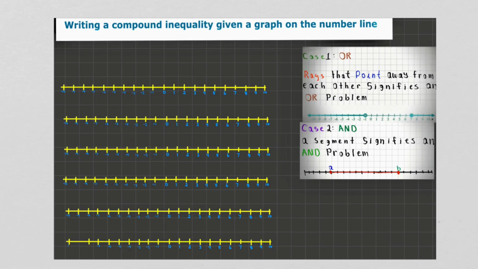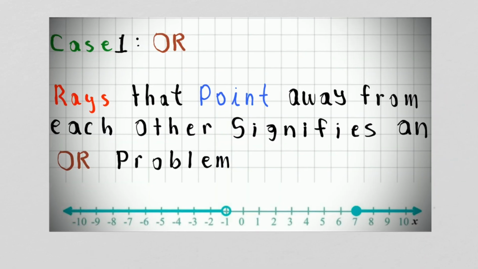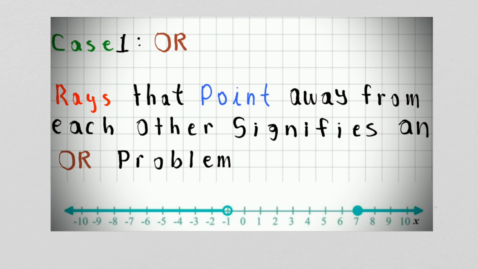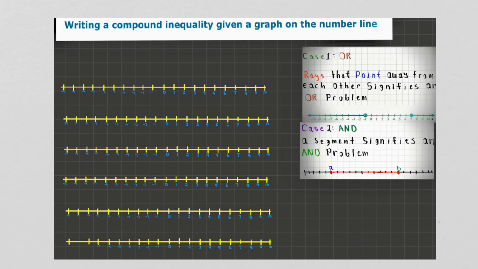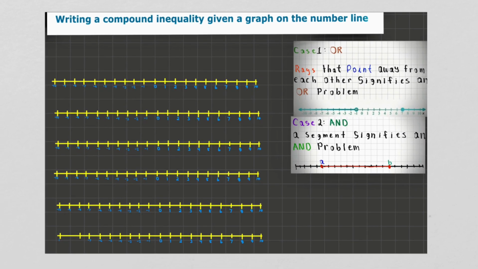All right, so again, the main point: you have two compound statements. You have the or statement, and remember, that's going to be two rays that are going in opposite directions. So x is going to be this, or it's going to be that. And for case 2, a segment signifies that you're going to have an and problem. So here, x is less than or equal to a, and greater than or equal to b. And that's it. Any questions? Let's get together, okay?